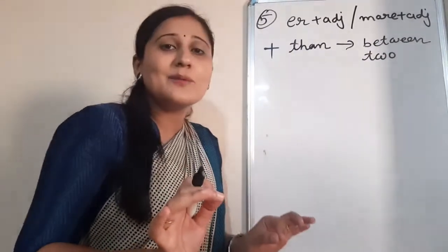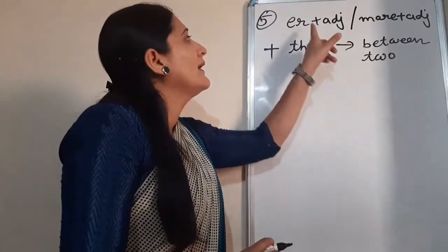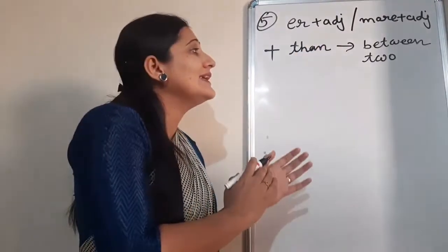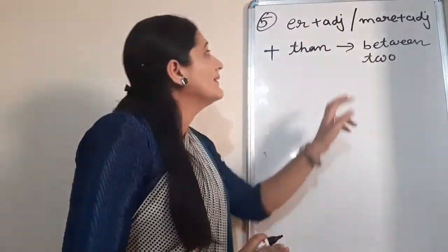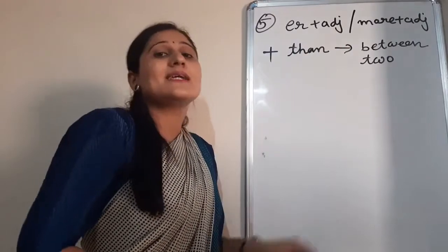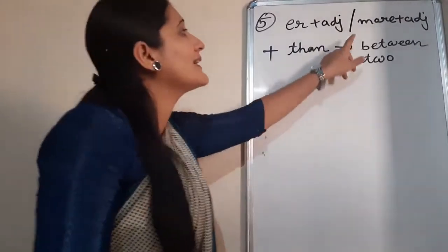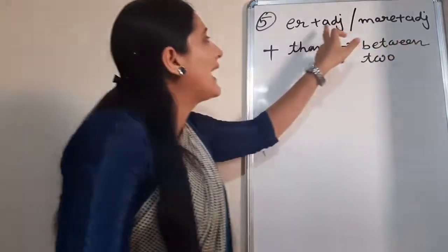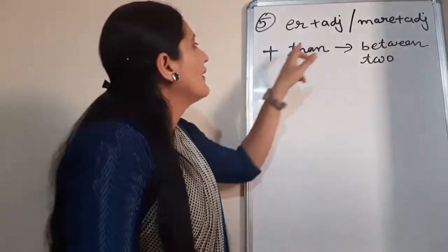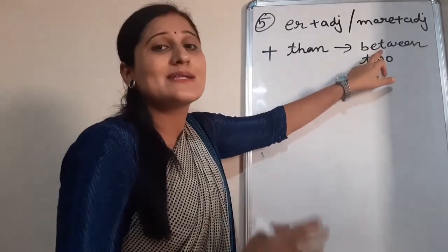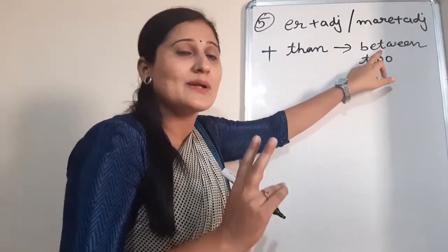Let me repeat very slowly. When we delete so adjective as, when we delete as adjective as, we will write er plus adjective if the adjective is small, and if the adjective is big, we will write more plus adjective. Either this or this, plus then, if there is a comparison between 2 things or 2 persons.